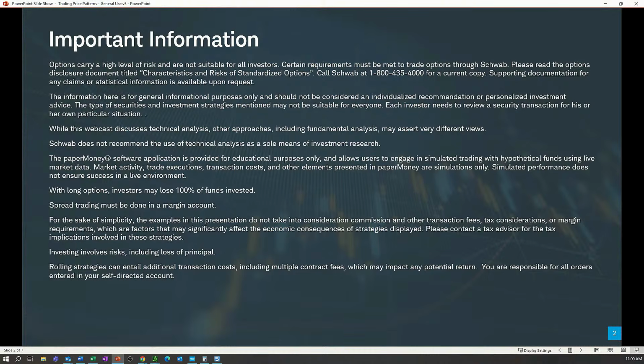Just a quick reminder as we get started, I want to give us some important information. Our examples here today will be stocks and options based. Remember that options carry a high level of risk and are not suitable for all investors. The information is provided for general informational purposes only. This webcast discusses technical analysis, but there are other approaches, including fundamental analysis, that may assert some different views. Also understand, Schwab does not recommend the use of technical analysis as a sole means of research. We try to use fundamentals, macro, and intermarket to complement or support what we're seeing technically. Also remember that investing involves risk, including loss of principal.